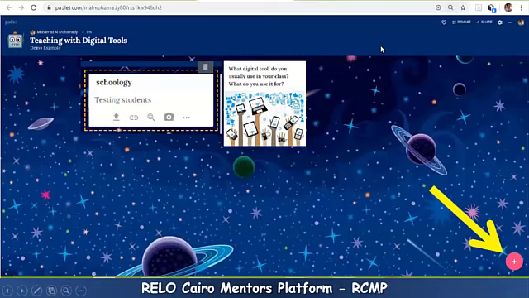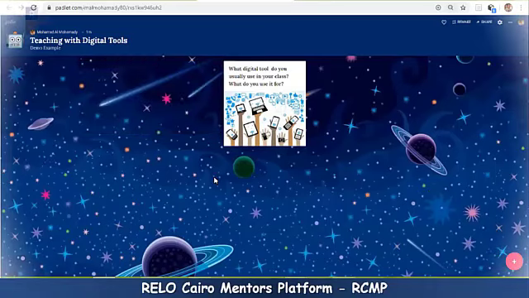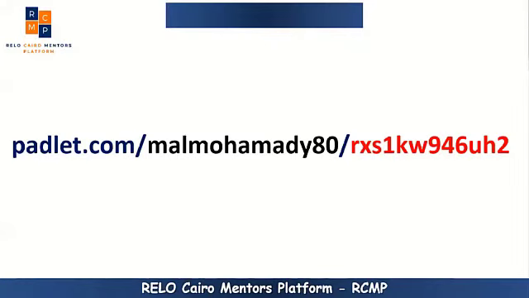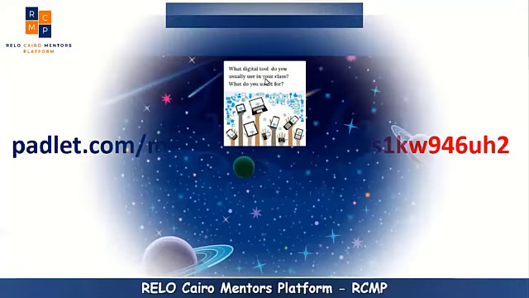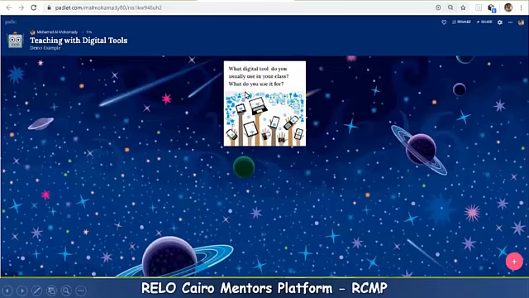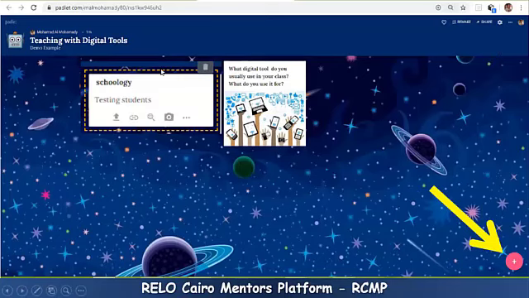Someone in the chat box is writing, again please. This link, I'm going to copy and paste it in the chat box. I want you to copy and paste it. Once you click or use it, you're going to find yourself on a page like this. You have a task. What digital tool do you usually use in your class? And what do you use it for? To answer this question, go to the bottom right corner. As you can see here, you can find a plus icon. Click it. Once you click it, it generates a text box for you. Type your answer in it.